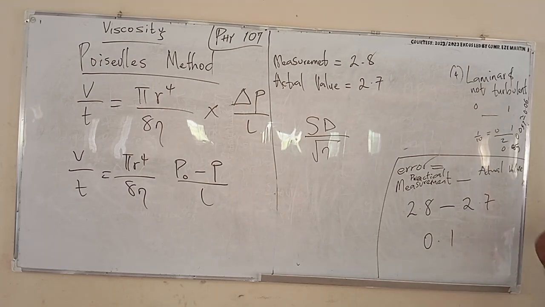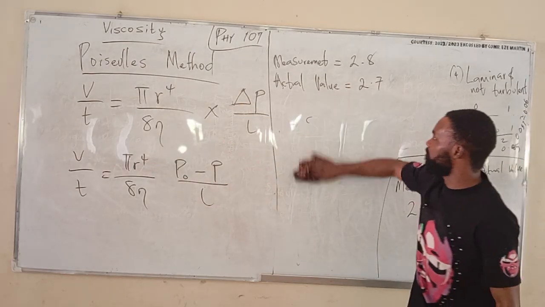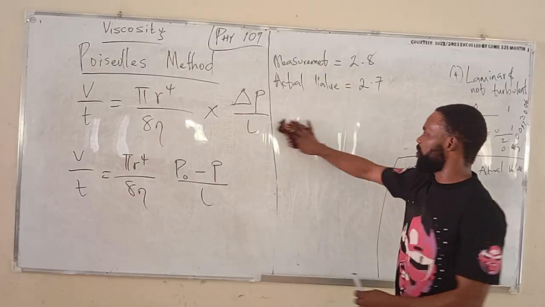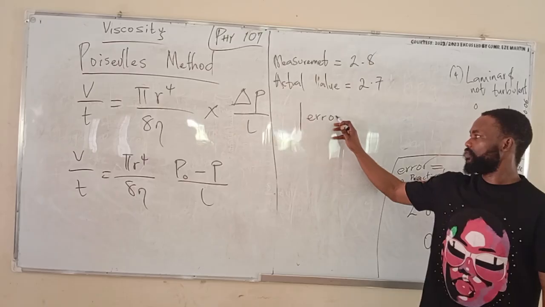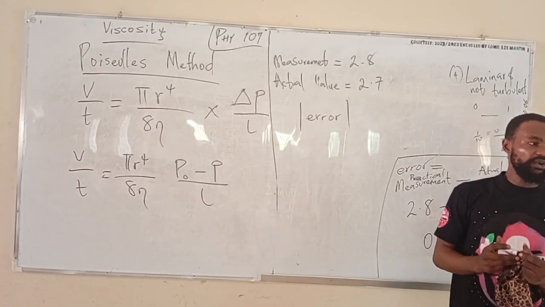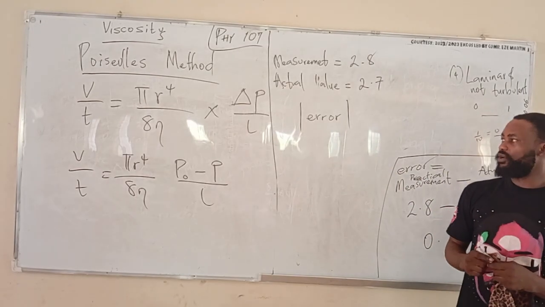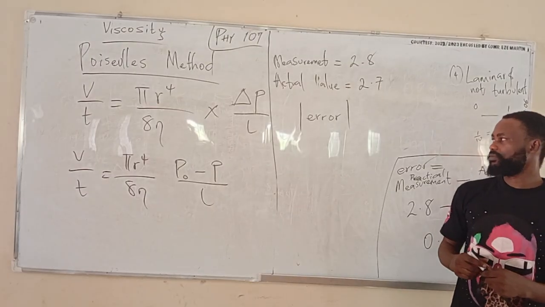When they tell you error, you are doing standard error. Or when they tell you percentage error, you are doing standard error. It's wrong. So if it's percentage error, what you should do is simply take the absolute value of error. Whatever you have as your error, take the absolute value.